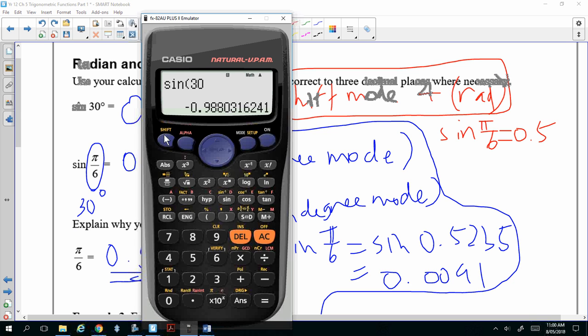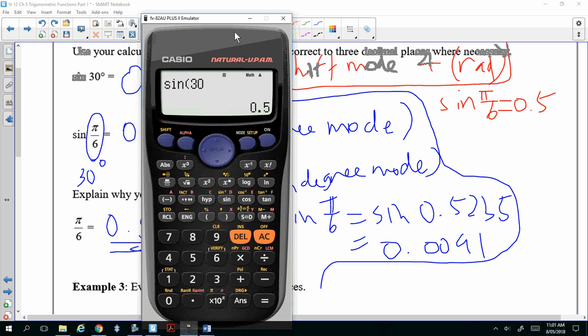Okay, what's another way to do that? Let me see if I could see the button. Radian. There used to be a button. Oh, there it is. Maybe this one. Okay. All right. So we're going to do it in a different way.